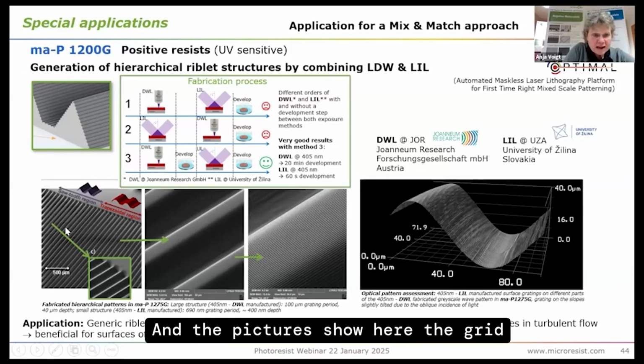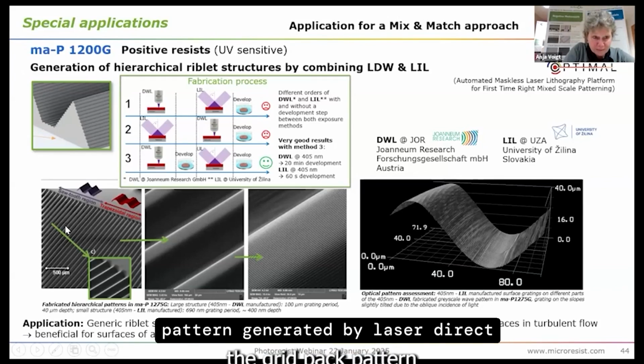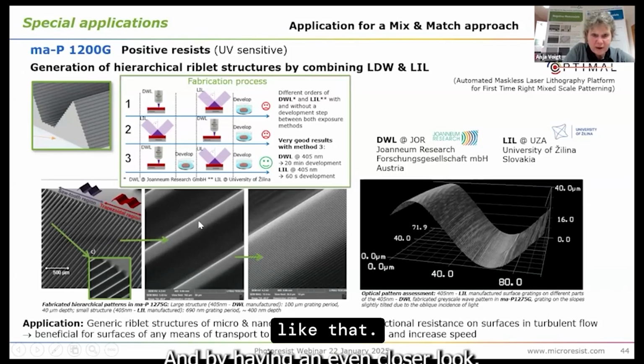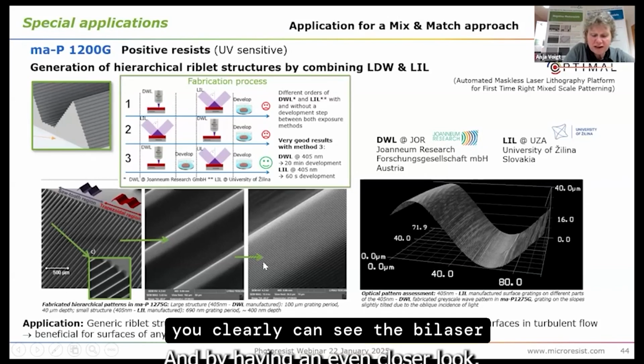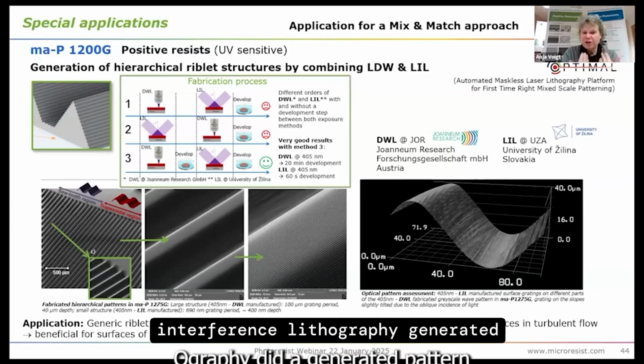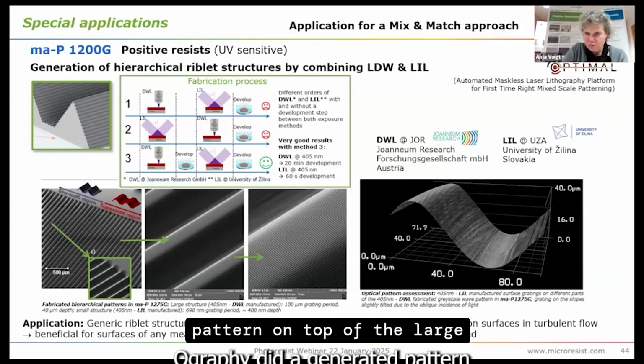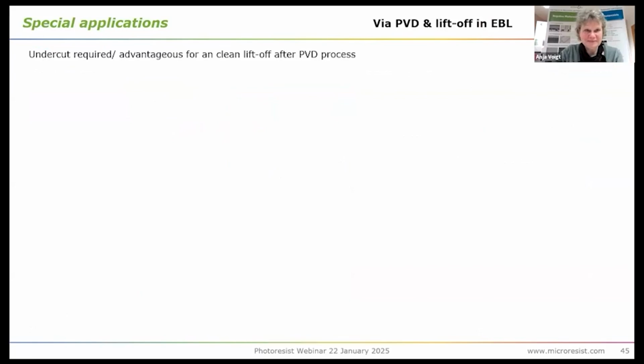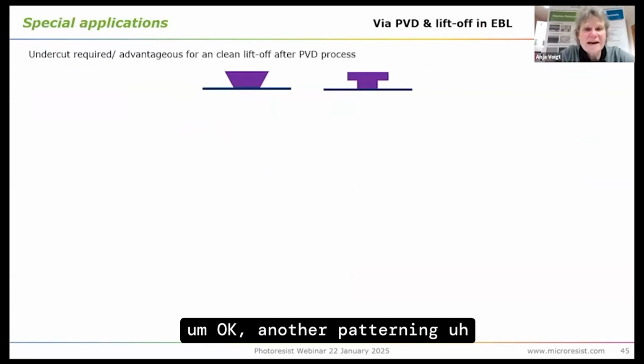The pictures show here the grid pattern generated by laser direct writing. Having a closer look, it looks like that. And having an even closer look, you can clearly see the pattern generated by laser interference lithography on top of the large pattern. So it's possible. Okay, another patterning example.